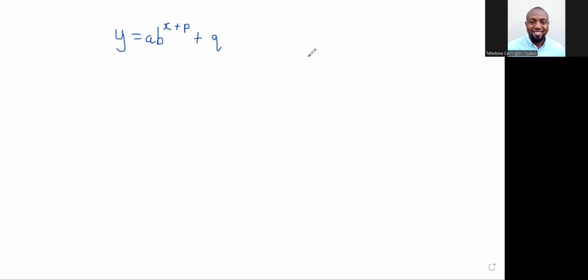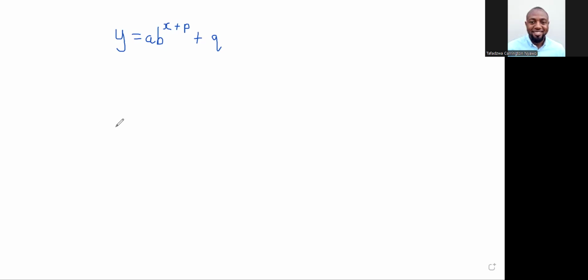All right, today we are looking at sketching the graphs of exponential functions. Exponential functions are in this form: y is equal to a b to the power of x plus p, plus q, as you can see there.